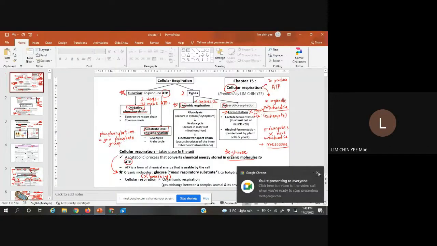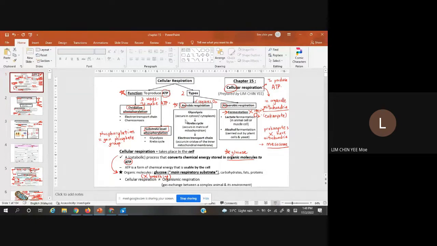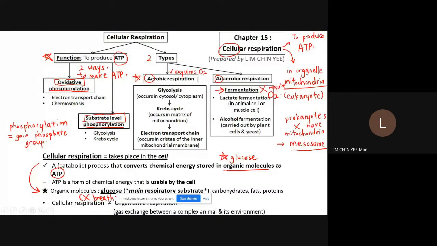Alright class, please look at page 1, slide 1, this mind map. Before this, following the old syllabus, we did have anaerobic respiration. But now they have taken anaerobic respiration out. I think it will be better if you replace this with fermentation only. So no need to write anaerobic respiration. Like what I explained to you the other day, anaerobic and fermentation are different. They are not the same. So this one, just put it as fermentation. Okay?